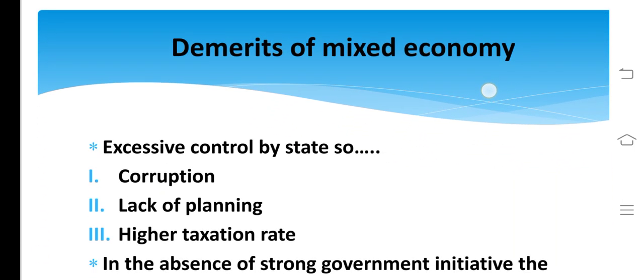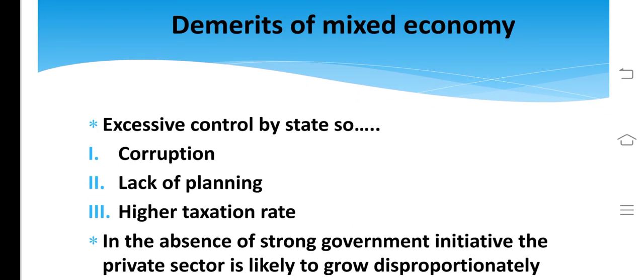Now, here the demerits of a mixed economy are also there. How could there be demerits? If the planning on the government side is not good, then in this way it would be unfavorable for the economy. Definitely, some demerits are also there, like excessive control by the state, corruption, planning problems, and higher taxation. So these types of demerits are also there.